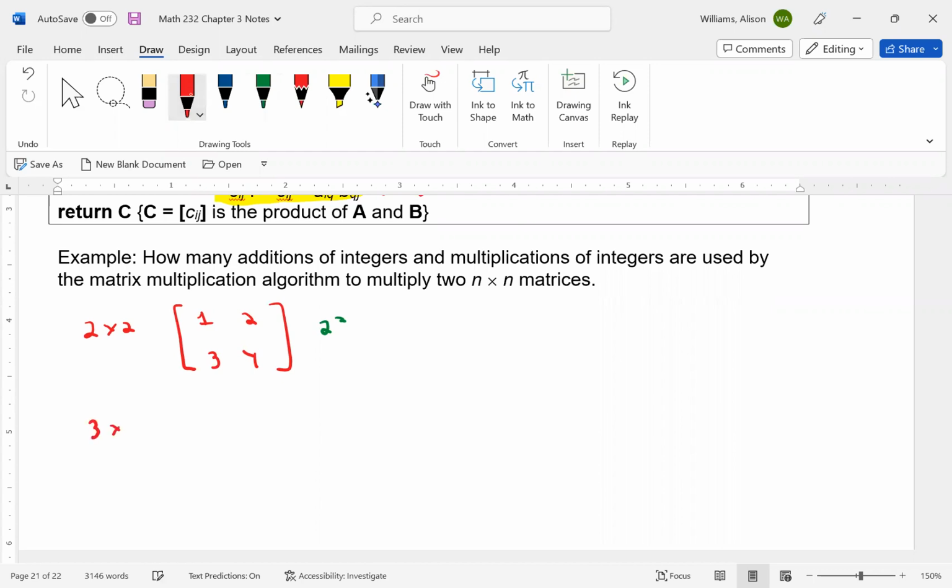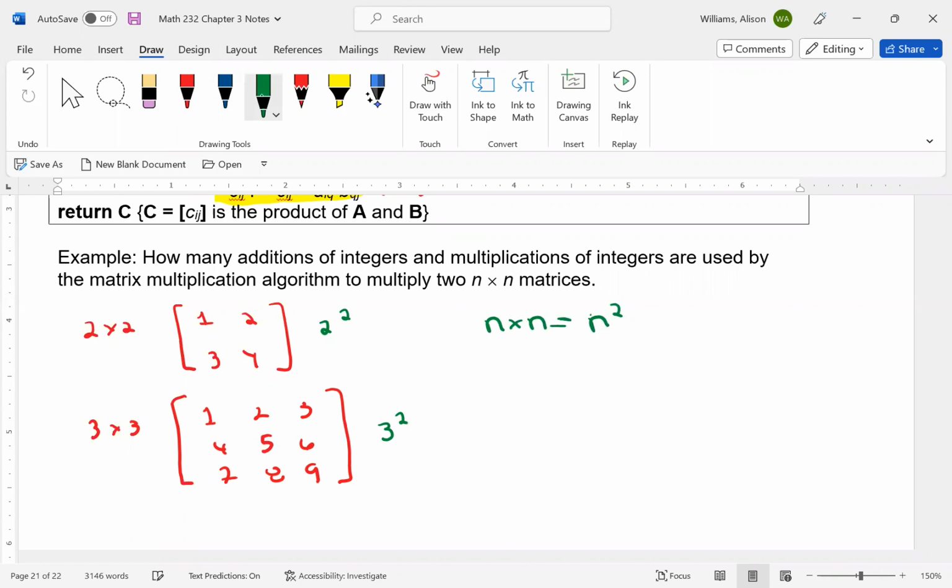So if I do a 3 by 3, 1, 2, 3, 4, 5, 6, 7, 8, 9, there are 9 terms here, and that comes from doing 3 rows by 3 columns. So 3 squared. All right. And I'm bringing that up because if we're talking about n by n, that means n by n has n squared entries.